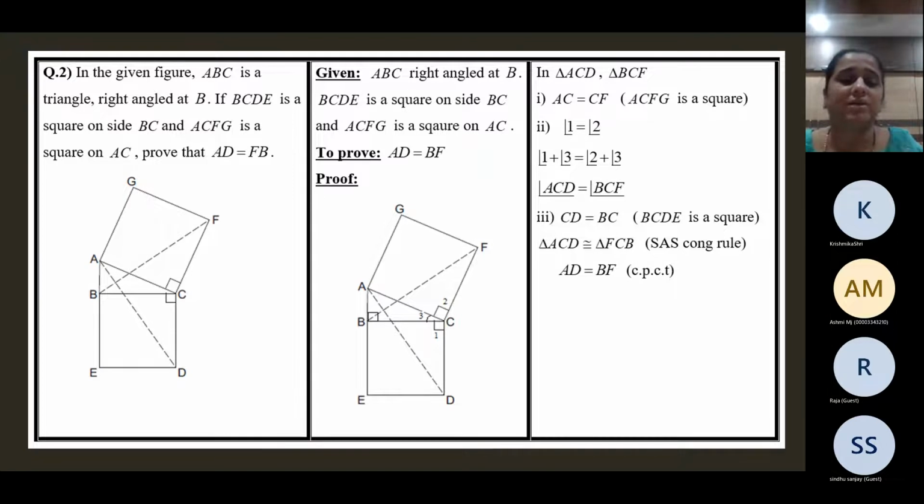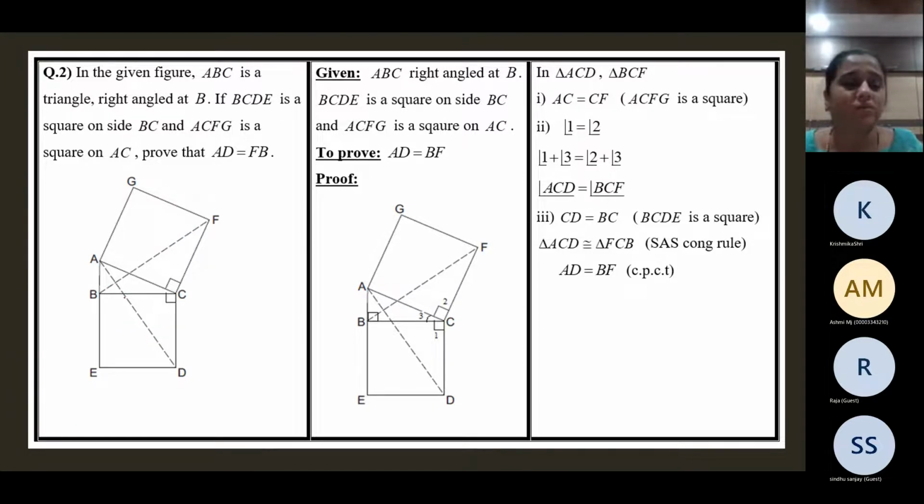We know that the two squares stand on the sides AC and BC. AC is the hypotenuse, so that's the longest side in a right triangle. So BC is shorter than AC. So the square on the side BC will be smaller than the square on the side AC. The sides of the two squares will not be equal.